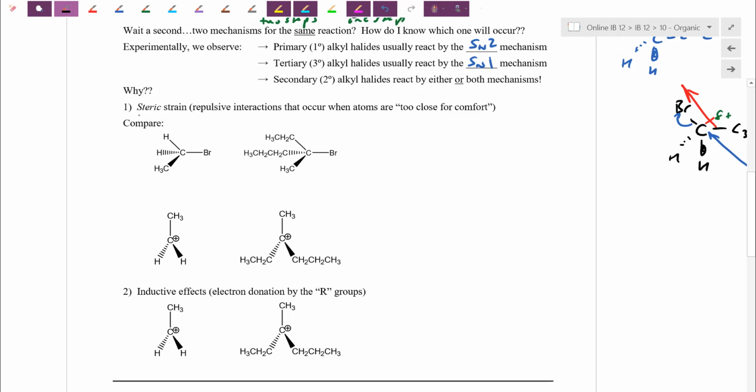First feature that they talk about is steric strain. Sometimes they also refer to it as steric hindrance. Steric just refers to, are there any blocking groups? Because especially as this reaction is trying to occur, I need the nucleophile to actually have access to the carbon. If the carbon is surrounded by a whole bunch of other groups that make it hard for me to attack the carbon, I'm going to have less of an incentive to attack the carbon. So, steric strain here is repulsive interactions that occur when the atoms get too close for contact.